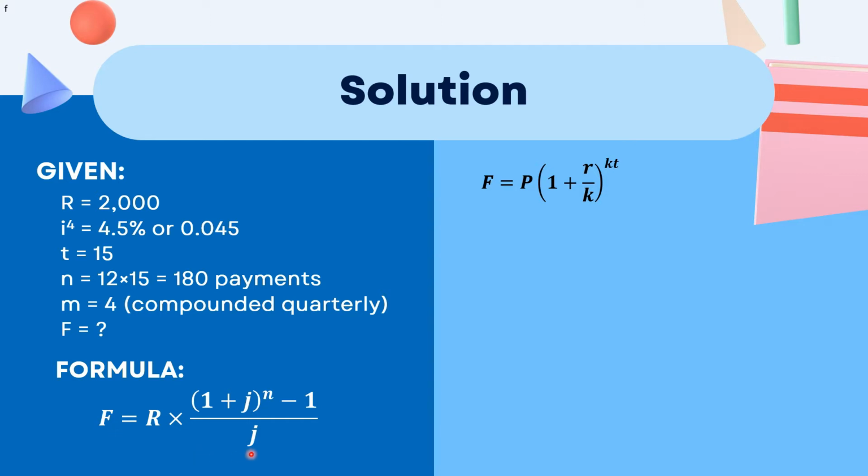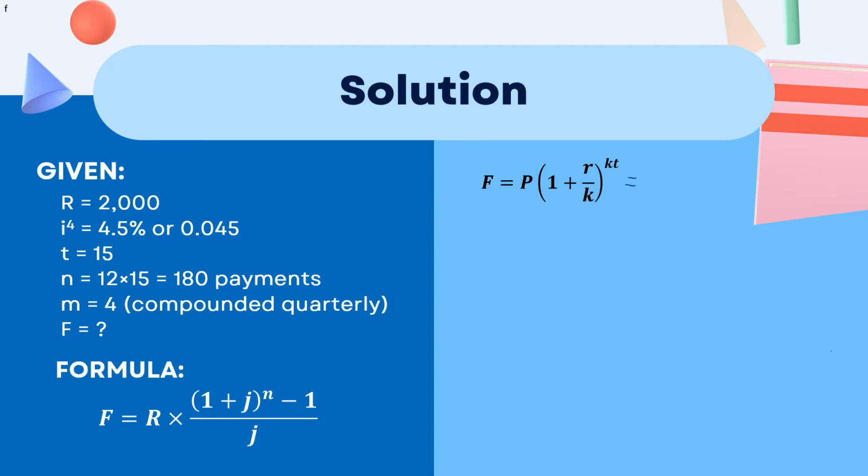Nabanggit na natin kanina na same lang siya sa formula ng simple annuity. But nagkakaiba lang tayo sa J, dahil kailangan nating i-convert pa yung interest rate per period sa equivalent rate per payment interval. At ito yung gagamitin nating formula. So, matatandaan ninyo, this is the formula to get the future value of compound interest. Yan po yung gagamitin natin to convert din yung ating interest rate per period.